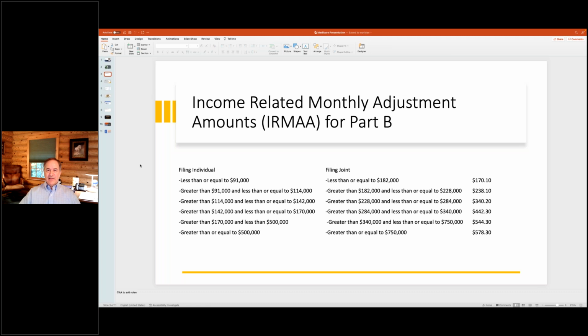So if you're, let's say, filing individually and you're showing a modified adjusted gross income of less than $91,000, then you would pay $170.10. That's the standard level.